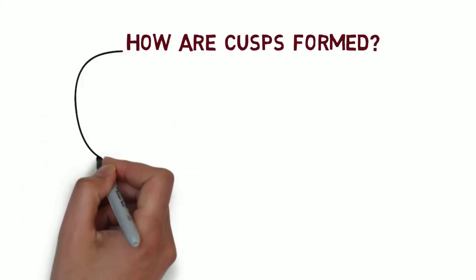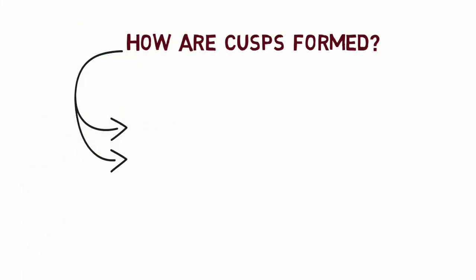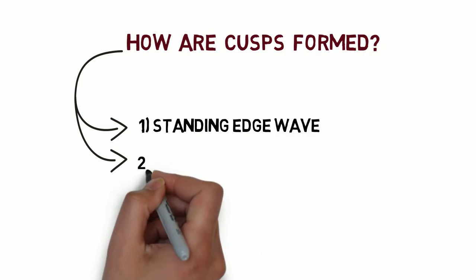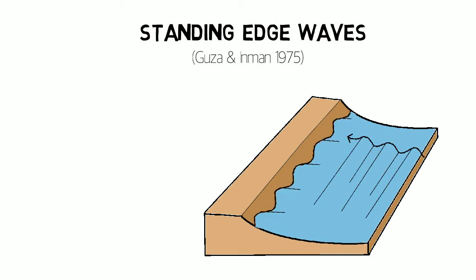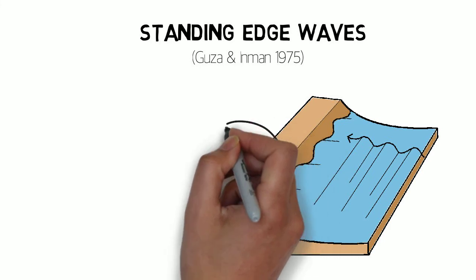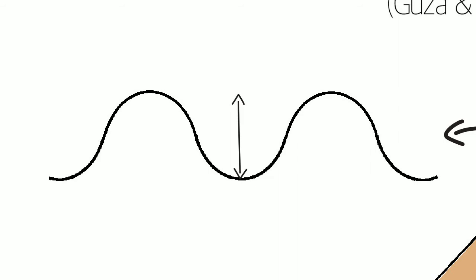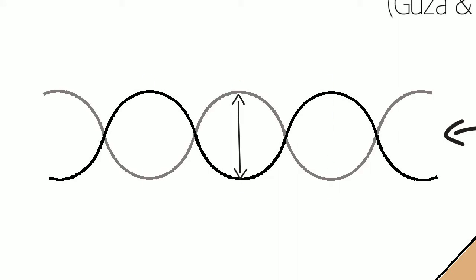There are two main scientific theories on how cusps are formed: the standing edge wave theory and the self-organization theory. The standing edge wave theory stipulates that cusps are formed by the interaction between normal waves moving towards the shore and waves perpendicular to them that stay near the shore, called edge waves. In this case, they're called standing edge waves because they don't move laterally. They move up and down and against the shore.